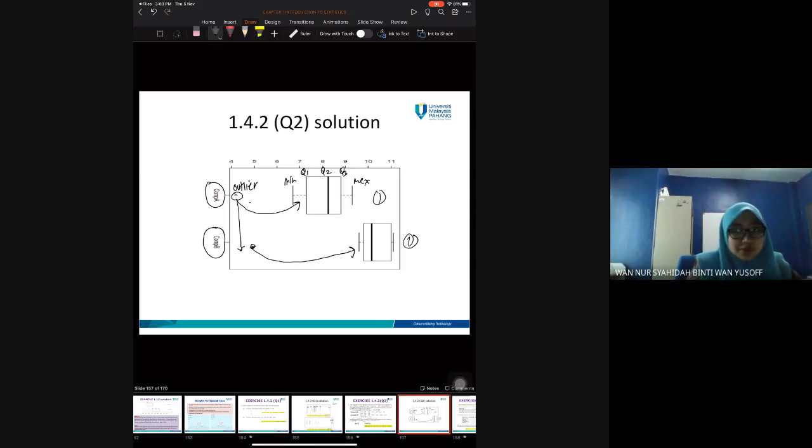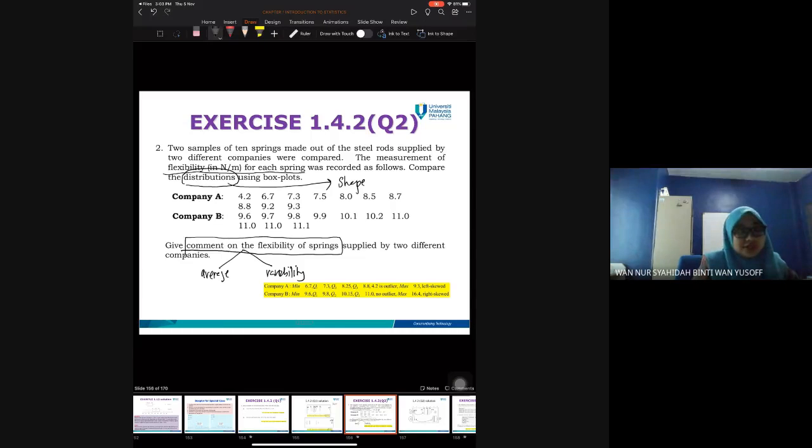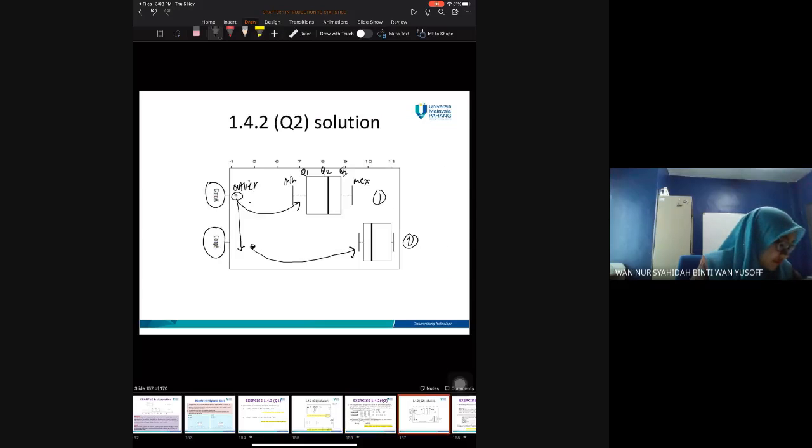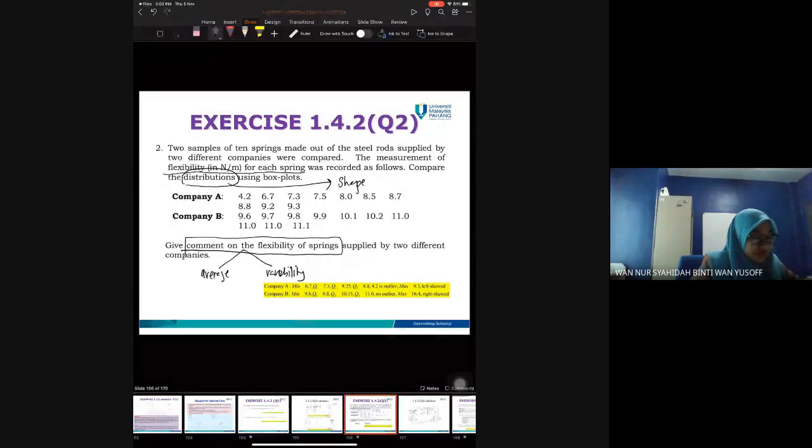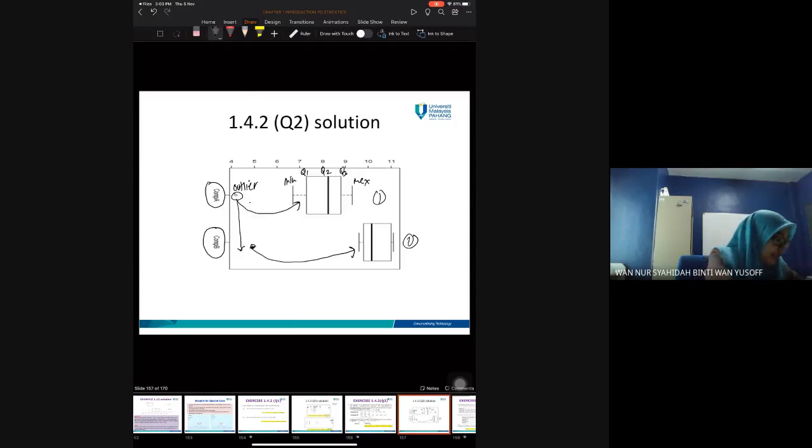Any questions on the plotting so far? Okay, we go to the discussion on the box plot, also to answer this question. The solution that we have here is just one part of the solution to this question. First we need to know the distribution because we are trying to compare the distributions. Distribution here means the shape of your data.